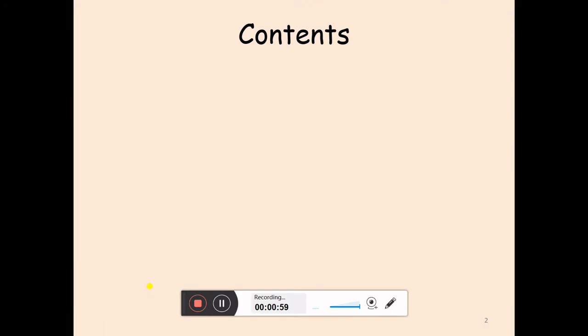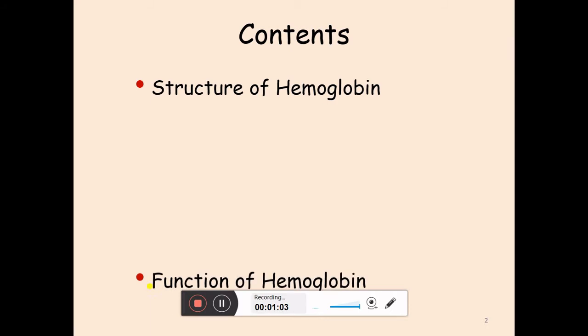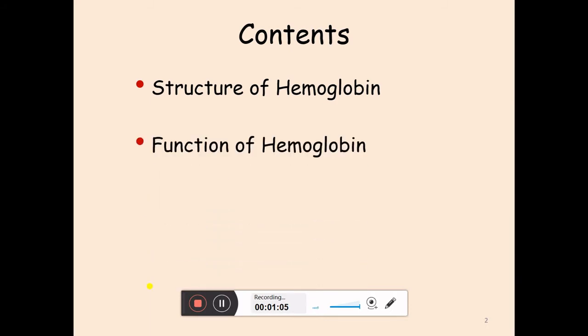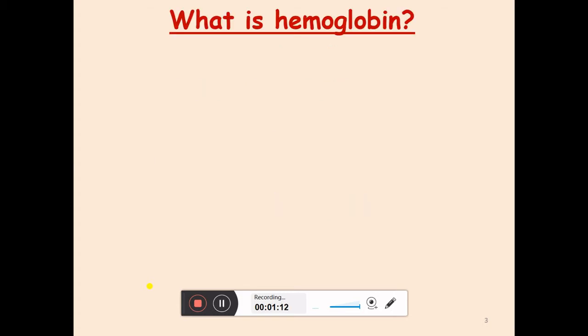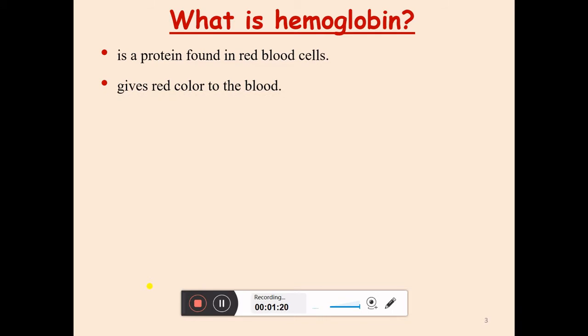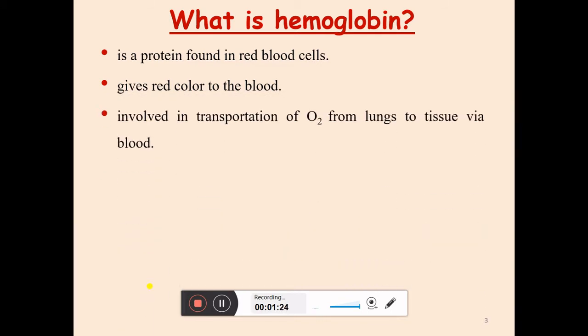So in today's lecture, we'll learn about the structure of hemoglobin, function of hemoglobin, and synthesis of hemoglobin. First of all, what is hemoglobin? It is a protein found in red blood cells, and it gives red color to your blood. It is involved in transportation of O2 from lungs to tissue via blood.